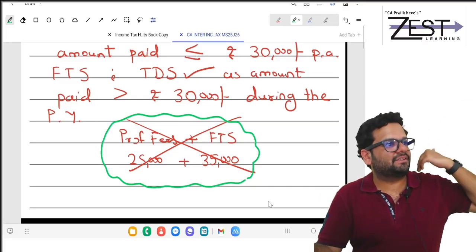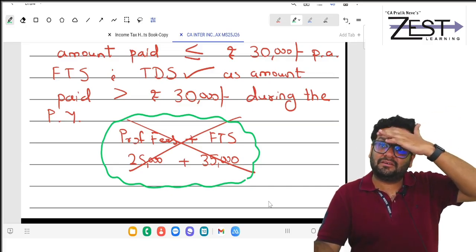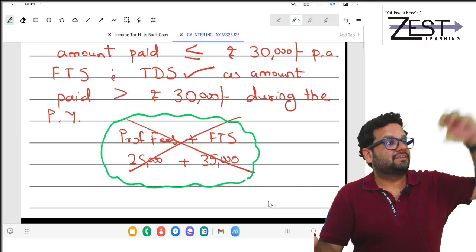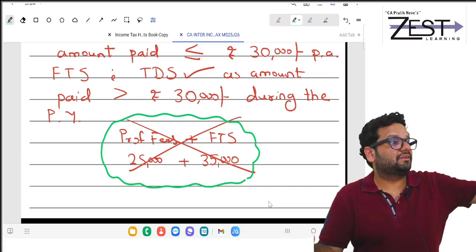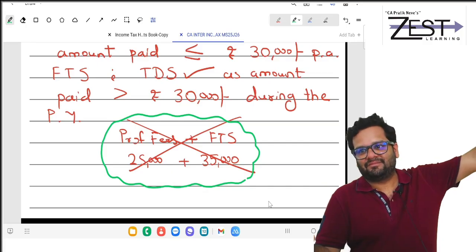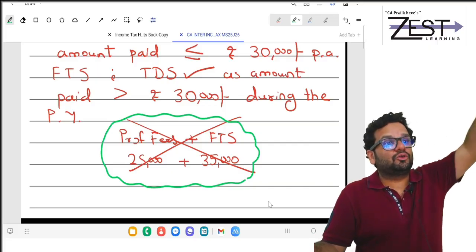I call it a three-step thing: what is to be done at the first stage, second stage, and third stage. You are right now at the first stage, where you are learning the things. Second stage, revision. Third stage, one day before the exam, including what to be done on the exam day, and including what to be done in those 15 minutes.